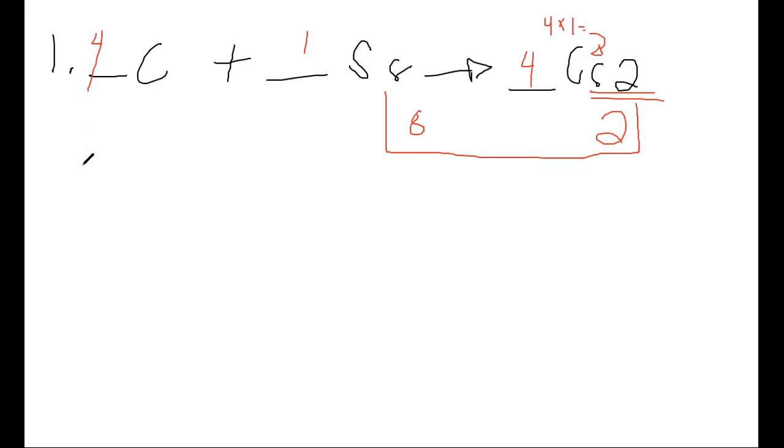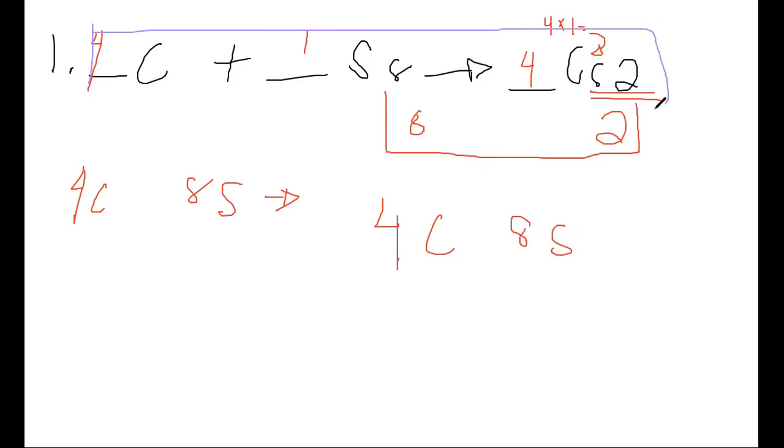So in summary, we have 4 carbons on the left side. We have 8 sulfur on the left side. And then we have 4 carbon on the right side. And we have 8 sulfur on the right side. So this is already balanced. This is the final balanced equation. Okay? Next. So I'm going to give you another example.